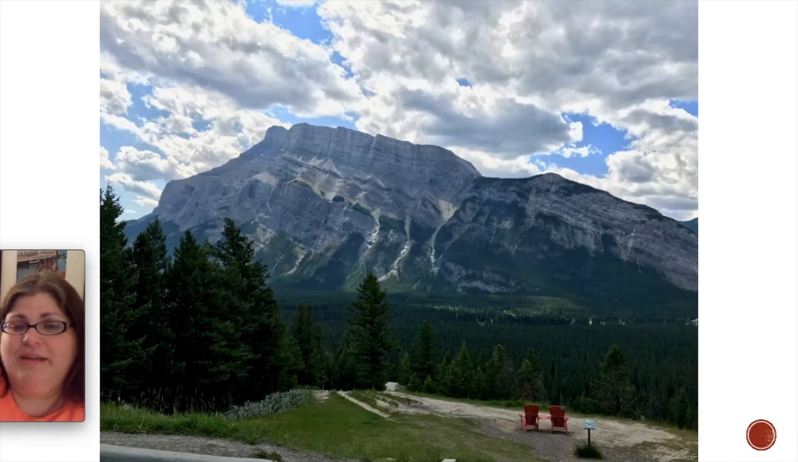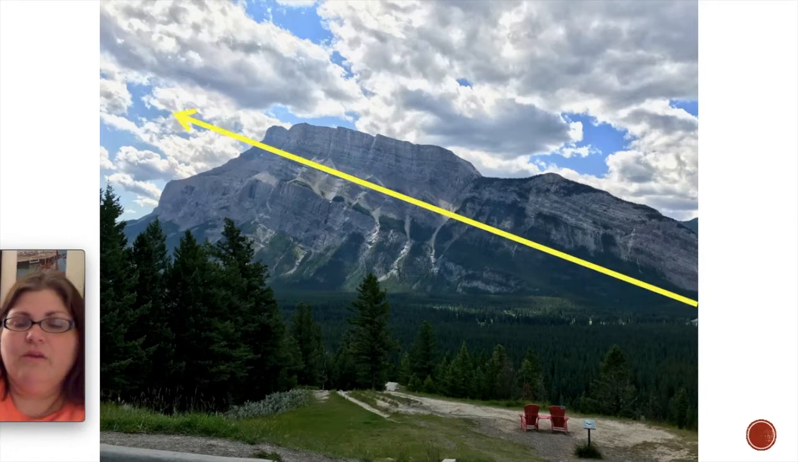This is a picture from the Canadian Rockies, which were formed from uplift due to subduction. You'll notice that the layers that are there are at an angle. That tells us that they were pushed upwards.